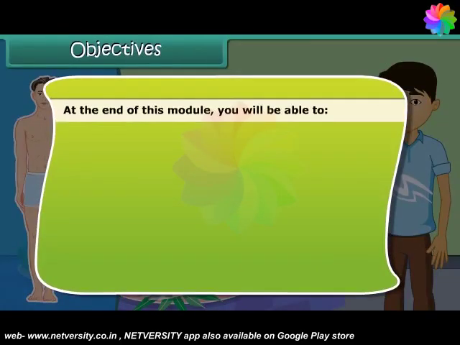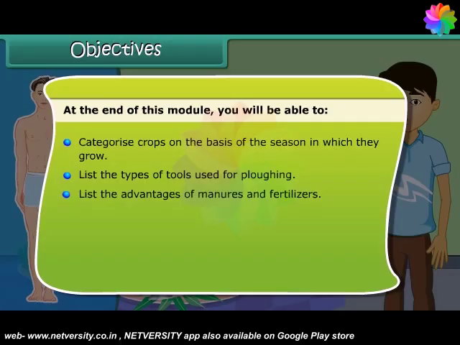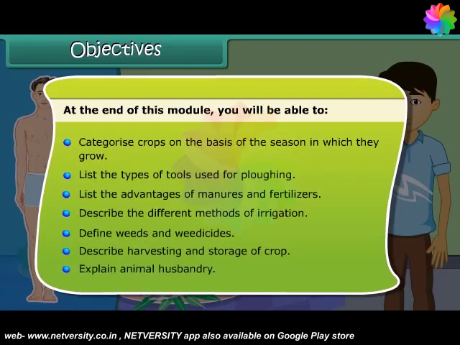At the end of this module, you will be able to categorize crops on the basis of the seasons in which they grow, list the types of tools used for plowing, list the advantages of manure and fertilizers, describe the different methods of irrigation, define weeds and weedicides, describe harvesting and storage of crop, and explain animal husbandry.